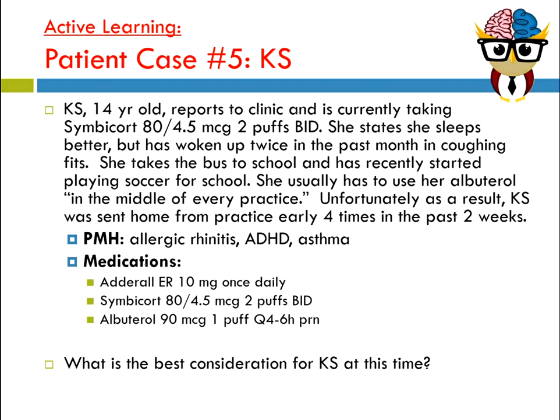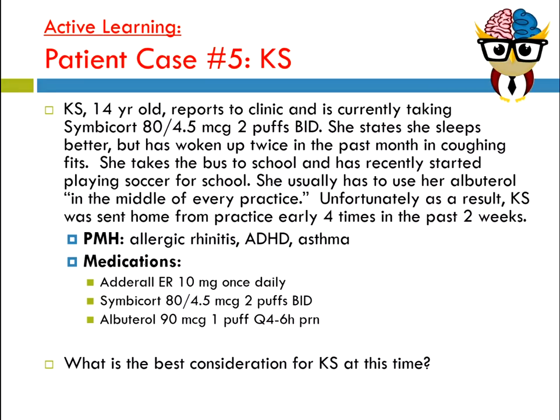Alright, so KS is a 14-year-old who reports to the clinic and is currently taking Symbicort 2 puffs twice a day. She says she sleeps better but has woken up twice in the past month in coughing fits. She takes the bus to school and has recently started playing soccer. She usually has to use her albuterol in the middle of every practice, she says. Unfortunately, as a result, KS was sent home from practice early 4 times in the past 2 weeks. The past medical history is allergic rhinitis, ADHD, and asthma. The medications include Adderall, Symbicort, and albuterol. What is the best consideration for KS at this time?